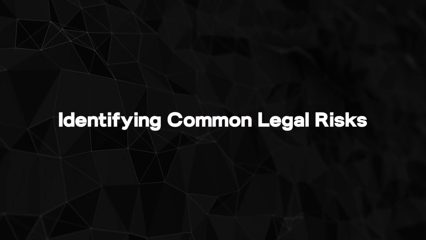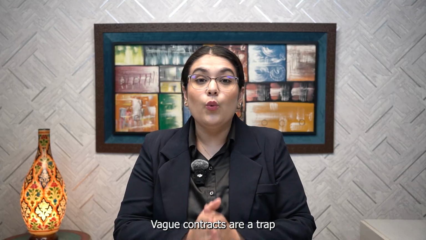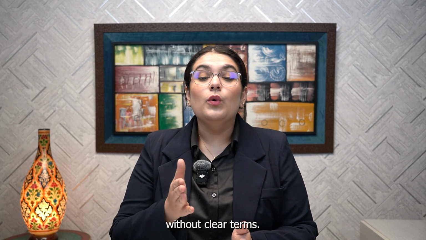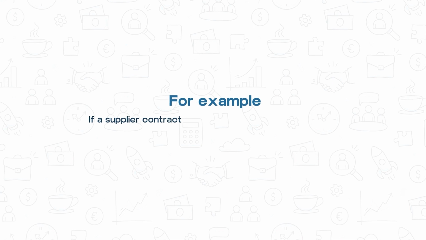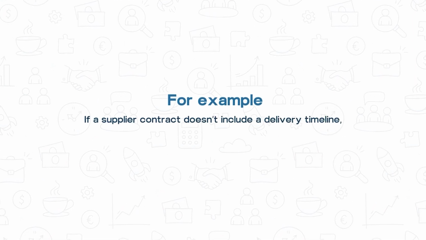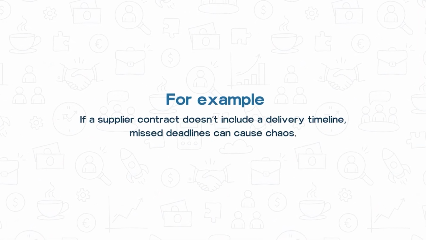Identifying common legal risks. Contracts and agreements. Vague contracts are a trap. Without clear terms, disputes arise. For example, if a supplier contract does not include a delivery timeline, missed deadlines can cause chaos.